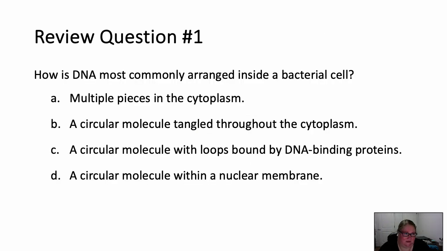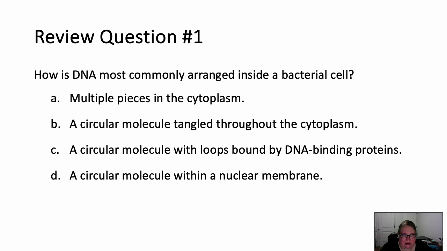Okay, but before we start into 5.5, let's do a review question. How is DNA most commonly arranged inside a bacterial cell? A, multiple pieces in the cytoplasm. B, a circular molecule tangled throughout the cytoplasm. C, a circular molecule with loops bound by DNA binding proteins. Or D, a circular molecule with a nuclear membrane. Okay, so pause the video and see if you can find the answer.